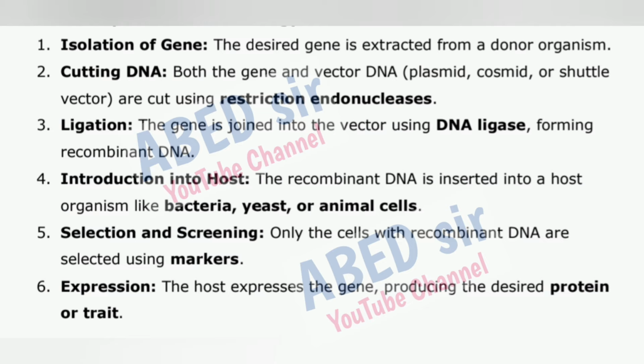3. Ligation. The gene is joined into the vector using DNA ligase, forming recombinant DNA. 4. Introduction into host. The recombinant DNA is inserted into a host organism like bacteria, yeast, or animal cells. 5. Selection and screening. Only the cells with recombinant DNA are selected using markers. 6. Expression. The host expresses the gene, producing the desired protein or trait.